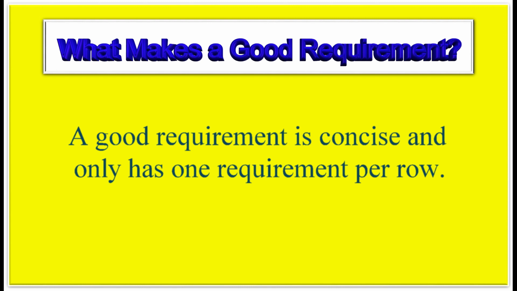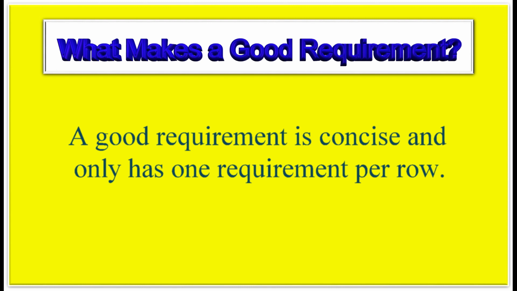So for instance, a good requirement would be the car needs to accelerate to 60 miles per hour in under 5 seconds. You've given a speed that you need to achieve and a time frame that has to be achieved by. A bad requirement would be the car should accelerate to 60 miles per hour in under 5 seconds, but also be 12 feet in length and have a moonroof.